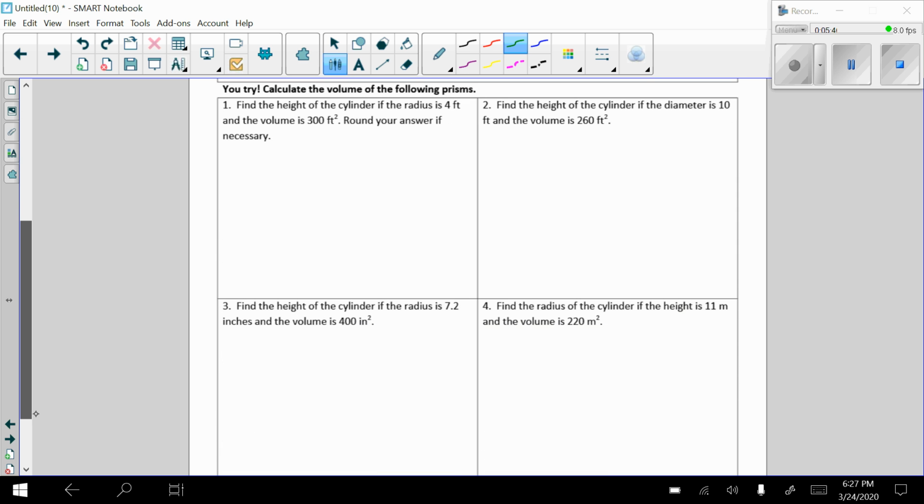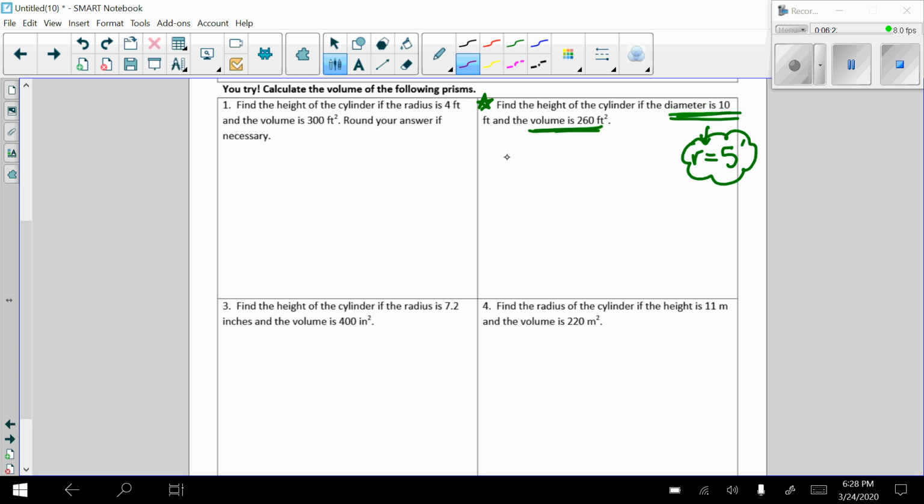So let's go ahead and do one problem together, and the problem that I wanted to do together was number 2. The reason I want to do it is that it says find the height of the cylinder if the diameter equals 10 and the volume is 240. Well, hopefully you're remembering that we don't use diameter in this particular formula. We use radius. To get the radius from the diameter, we simply divide by 2. So 10 divided by 2 is 5. That is the value we will use in our formula.